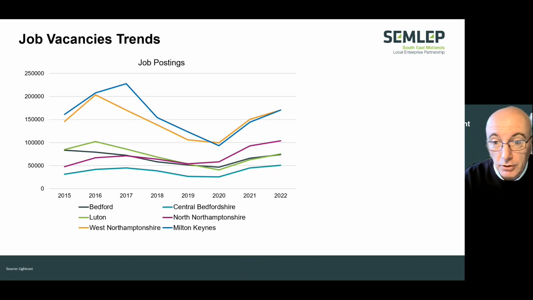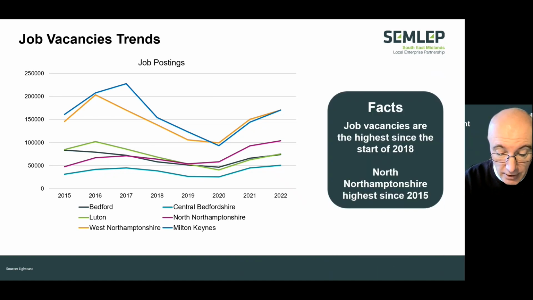Now, probably of more importance to you are the job postings. So these are the job vacancies. And again, you'll see the graphs there. You'll see the dip at 2020. But it has bounced back, and it has bounced back quite quickly. So there are lots and lots of jobs out there. In fact, it's the highest it's been since 2018.